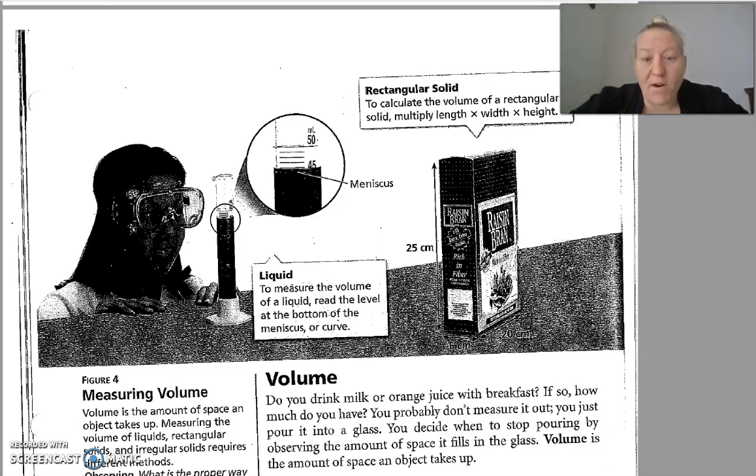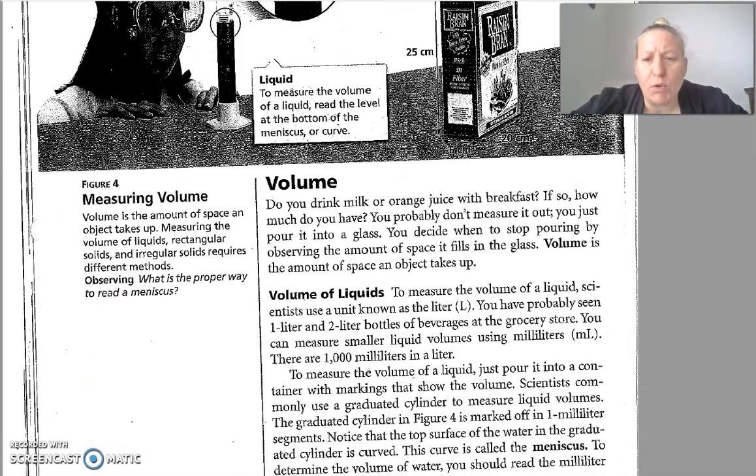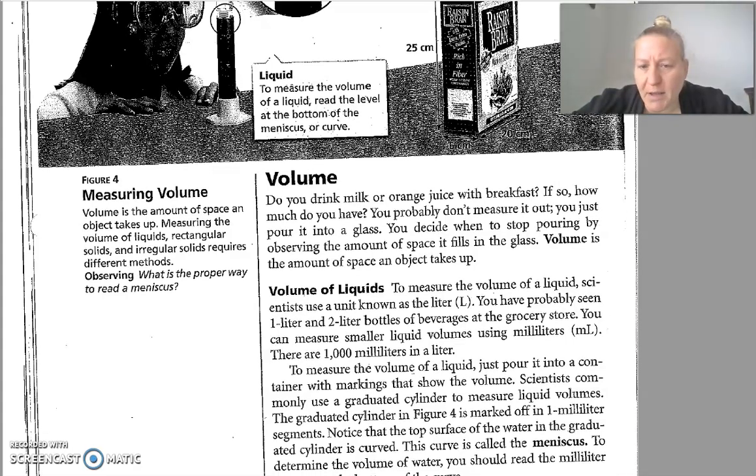Welcome back to volume. All right, let's go on with our measurements. First, we're going to talk about volume. Do you drink milk or orange juice with a breakfast? If so, how much do you have? You probably don't measure it out. You just pour it into a glass. You decide when to stop pouring by observing the amount of space it fills up in the glass. Volume is the amount of space an object takes up.